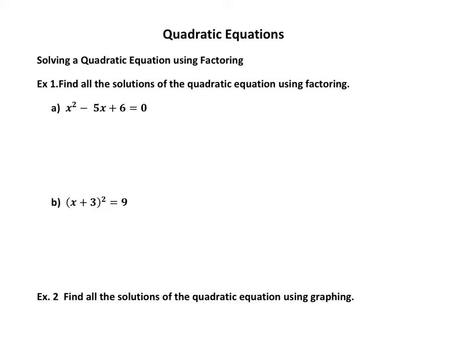So first thing that we have to remember about solving quadratic equations is you have to make sure that your equation is set equal to 0. That is the most important thing when we talk about solving quadratic equations. Everything has to be on one side together. Okay, so if you look at A, everything is already on one side. It is already set equal to 0.